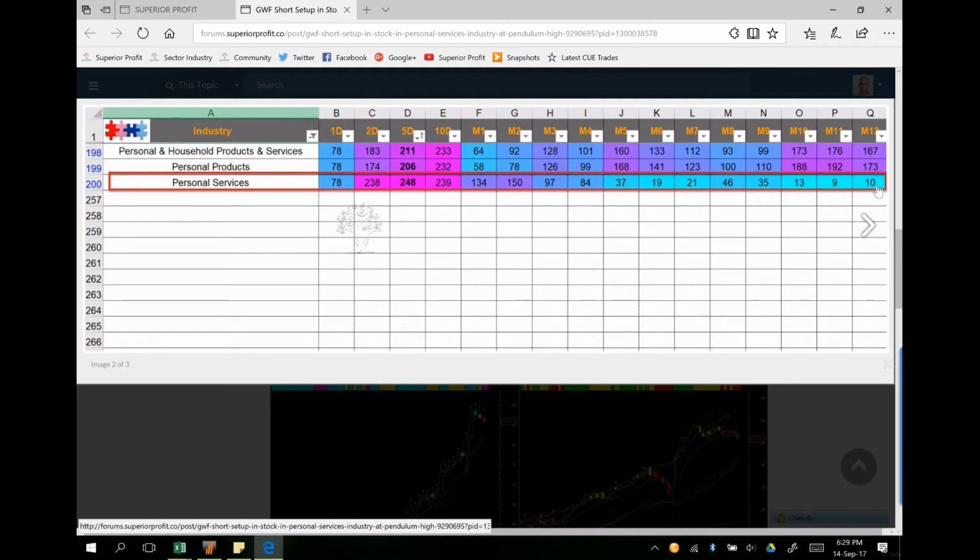And you can see over longer periods, 12 month, 11 month, 10 month, up to month 4, it was more cyan, meaning this industry was very strong. In fact, this Q Edge analyzes 255 industries. You can see over 12 months its ranking was 10, so it was very strong.